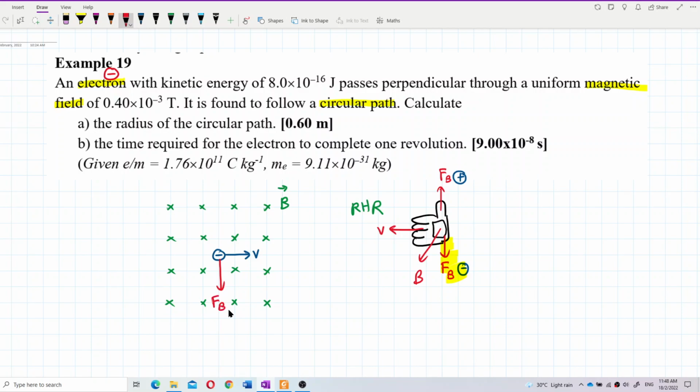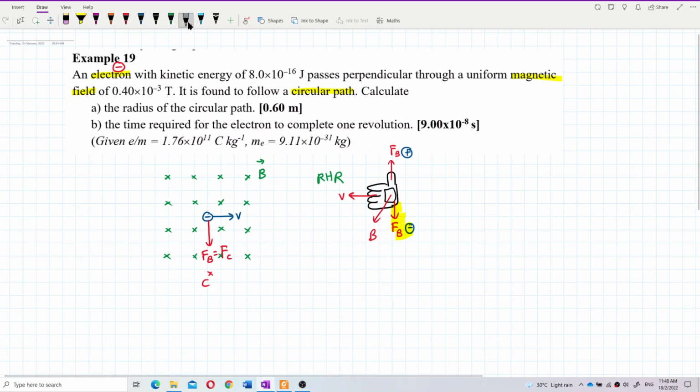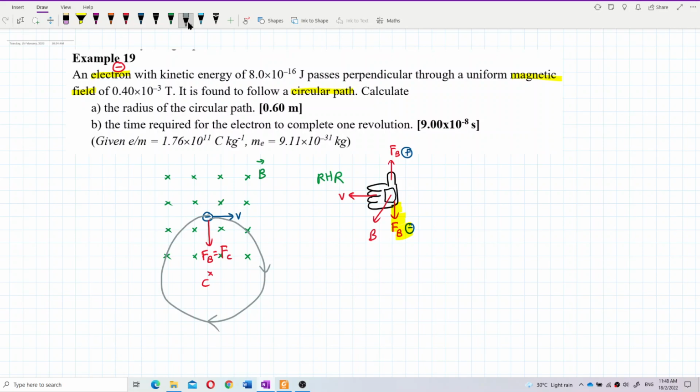So this becomes the centripetal force, and the center will be below here. So where will the circle be? The circle will be below here. So it will go in a clockwise direction, and so we have the radius of the circle, and then we have the period of revolution, the frequency, which is 1 over period, and omega, 2 pi f, all sorts of things you can find.